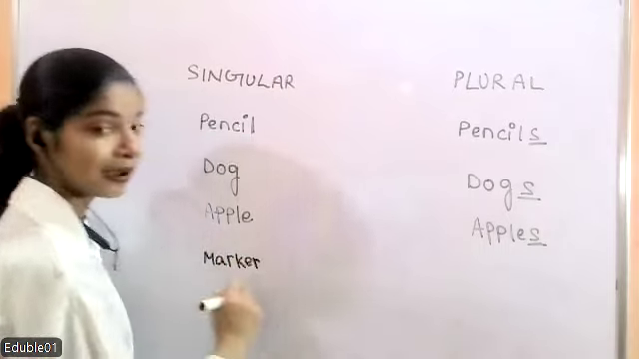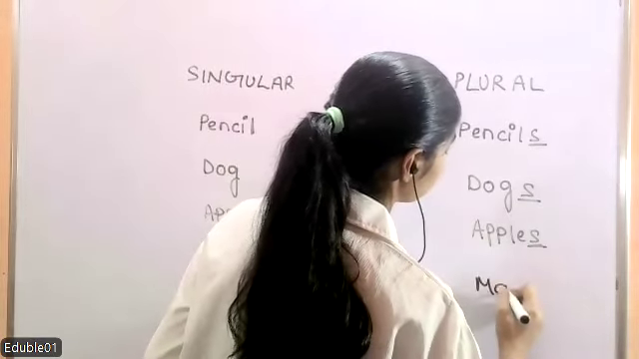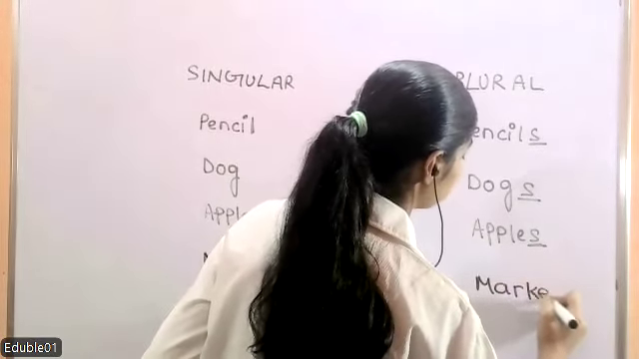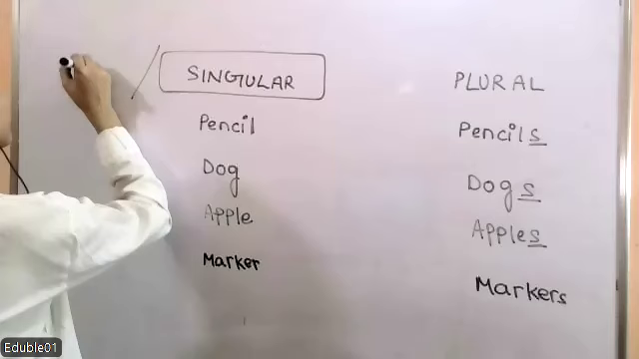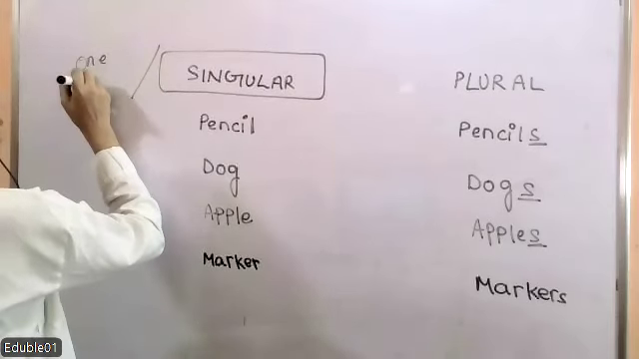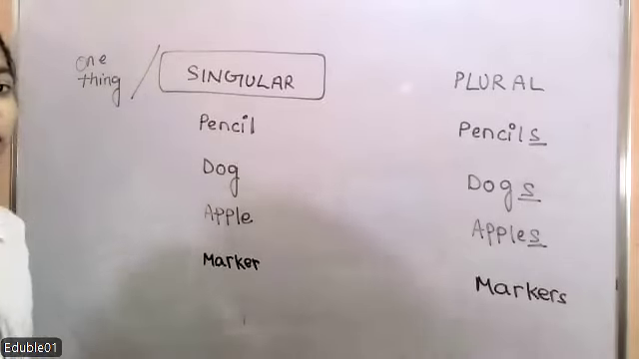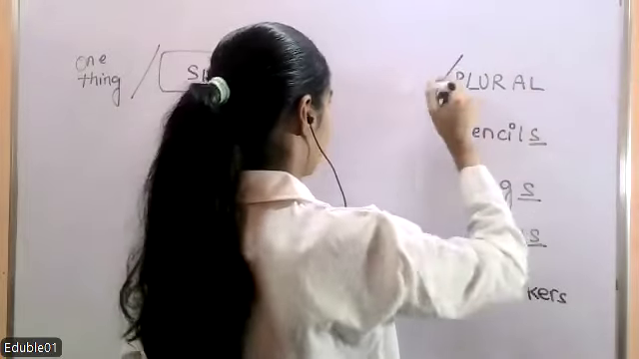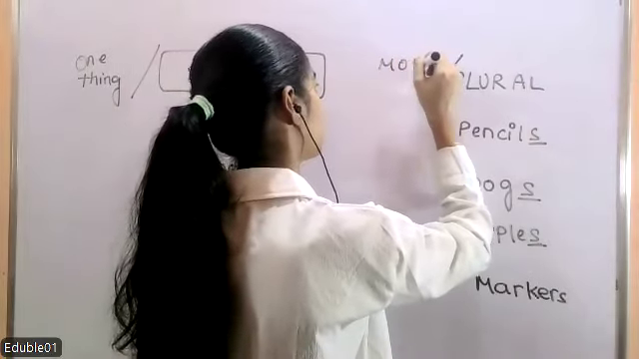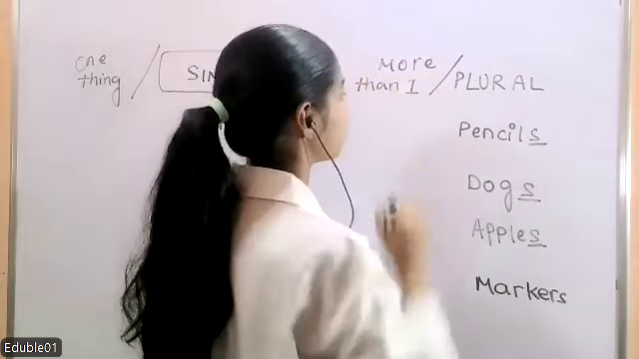If I'm talking about one marker, that is marker. But what if I'm going to talk about more than one? So it is markers, right? So whenever I'm talking about one thing, we form the singular form of that thing. And whenever we are talking about more than one, we are talking about the plural form of that thing, right?